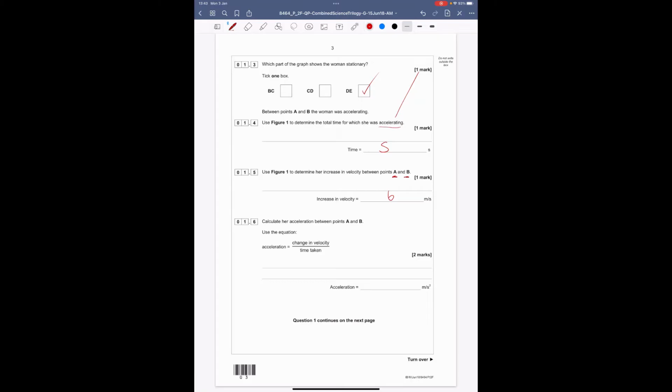Calculate her acceleration between points A and B, and use the equation acceleration is change in velocity divided by time taken. Well, you've just got both of those two numbers from these two questions that you've just done. So your change in velocity was 6, the time it took was 5. If you divide those together, that gets you 1.2, and it's given you the units, meters per second squared. So you'd get 1 mark for writing out the substitution, 1 mark for getting the correct answer.